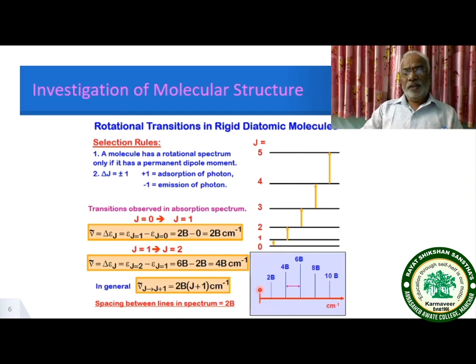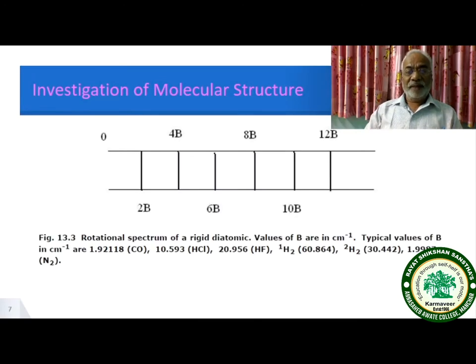Now you find, assume that this is 0B, then 2B, 4B, 6B, 8B, 10B, 12B, 14B and so on. So the difference between two successive lines or peaks is 2B. 4B minus 2B is 2B. 6B minus 4B, 2B. 8B minus 6B, 2B. Means all the lines in the rotational spectra of rigid diatomic molecules are equidistant. Means they are separated by the same distance here.